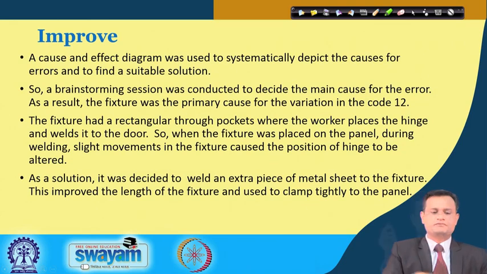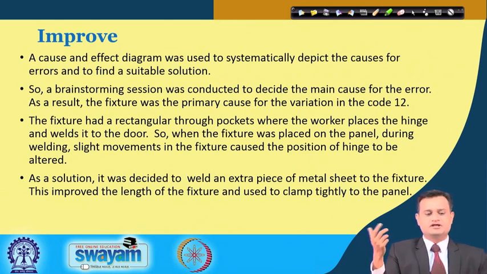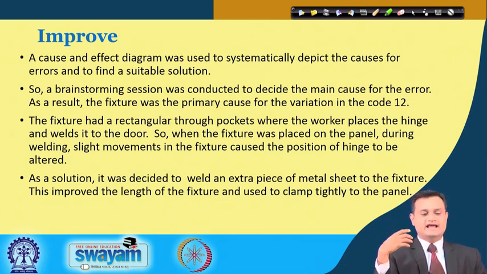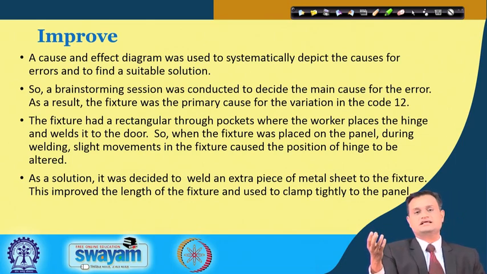Now in the improve stage, we conduct the cause and effect analysis to depict the causes for the errors and to find a suitable solution. A brainstorming session was conducted to decide the main cause for the error, and the fixture was primarily the cause for the variation in code 12.